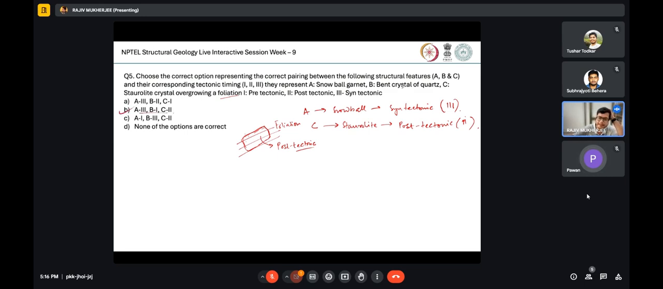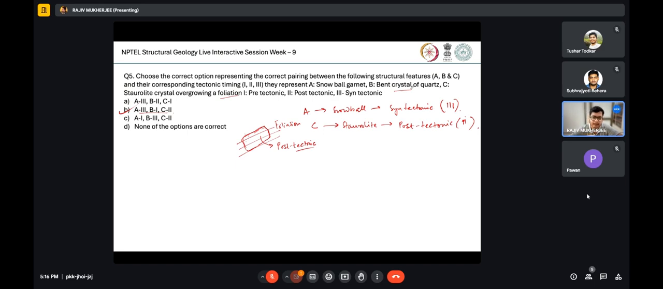That means the bent crystal of quartz is pre-tectonic. That is not always true. For the case of this question, we may consider the fact, but for a bent crystal of quartz, if the source is already deformed, then it is possible to have a bent crystal of quartz. Bent crystal means you are creating subgrains within the quartz. So creating subgrains itself is a process of deformation, dynamic recrystallization.